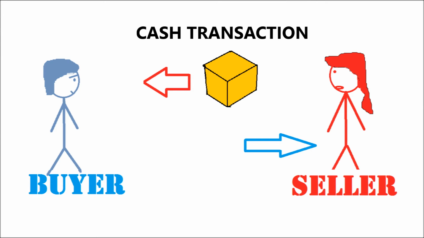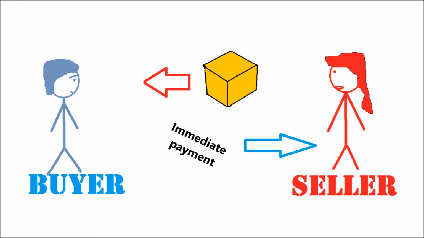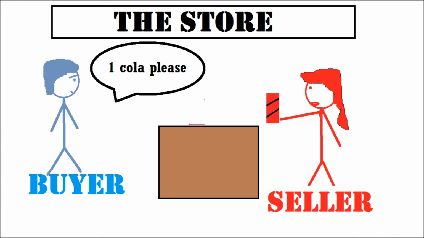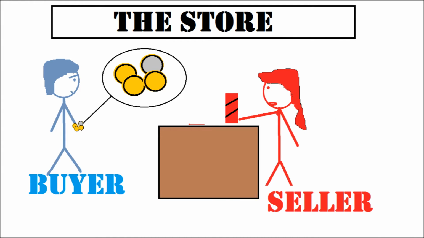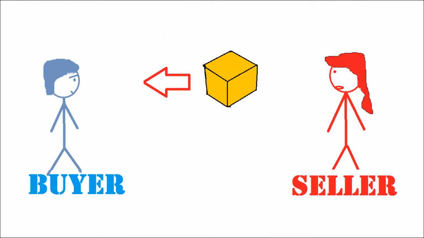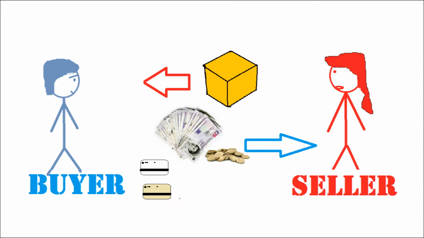A cash transaction occurs when the buyer pays the seller immediately after the sale of the goods. And the key word here is immediate payment. A cash transaction occurs when someone pays immediately. So for example, if you were to go to the store and bought a can of cola and you paid in coins, that would be a cash transaction. Cash payment can be made by notes and coins, debit card, credit card, or even a check.